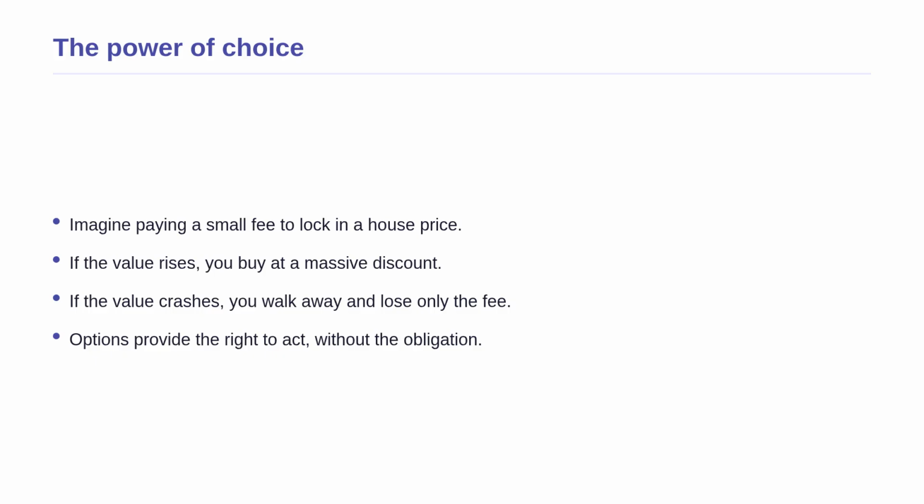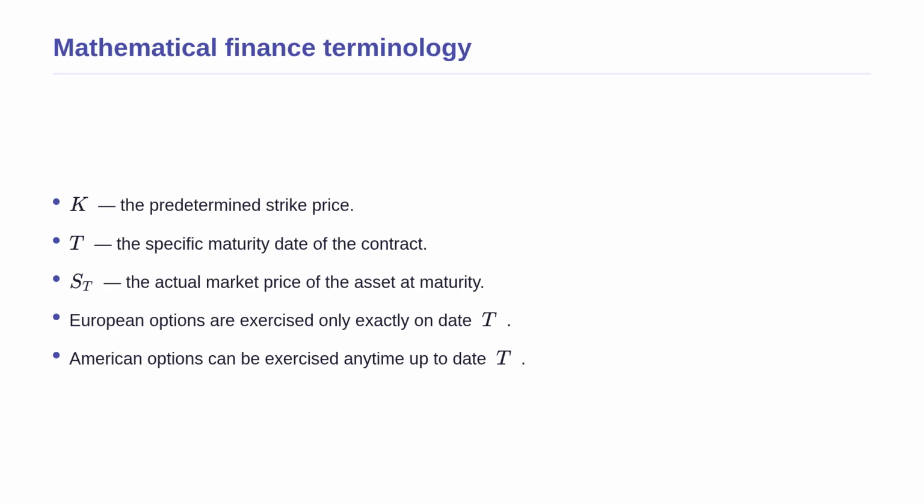Before we look at any math, let us understand why options exist. Imagine paying a small fee to lock in the price of a house for a month. If the value goes up, you buy it at a discount. If the house has hidden defects and the value crashes, you simply walk away, losing only a small fee instead of being forced to buy a bad property. You have the right to buy, but not the obligation. This everyday scenario is exactly how financial options work. They act as a safety net, allowing you to capture the upside of a market while strictly limiting your potential losses.